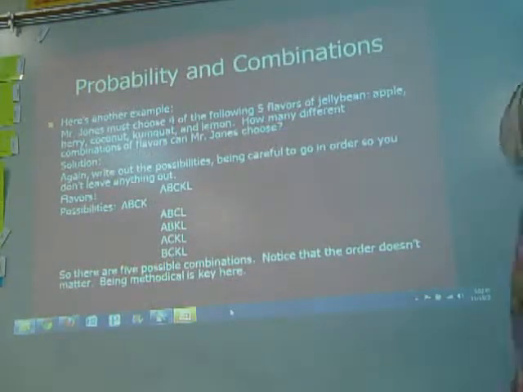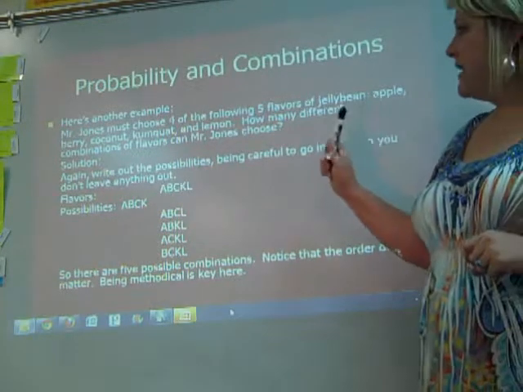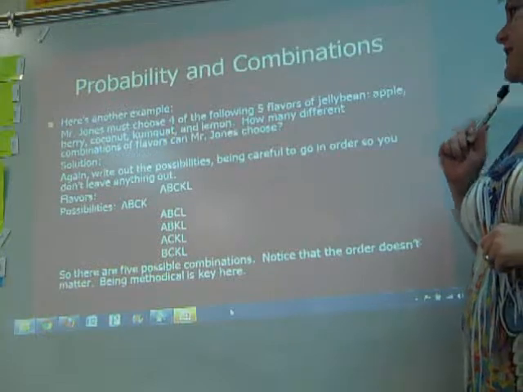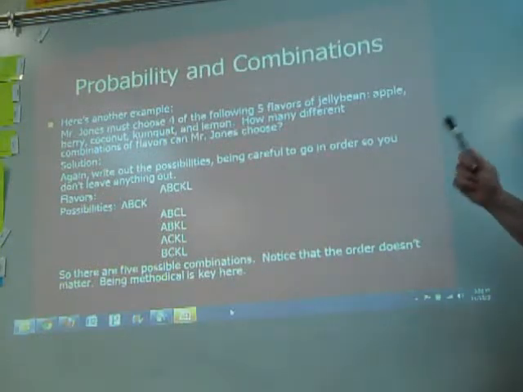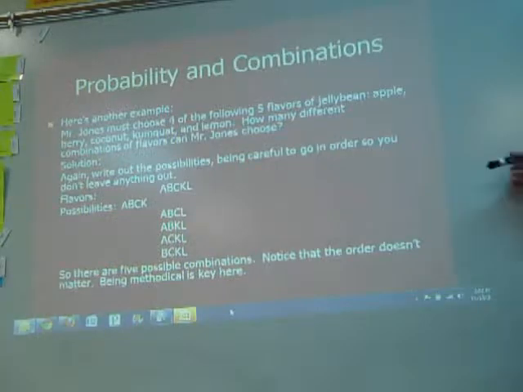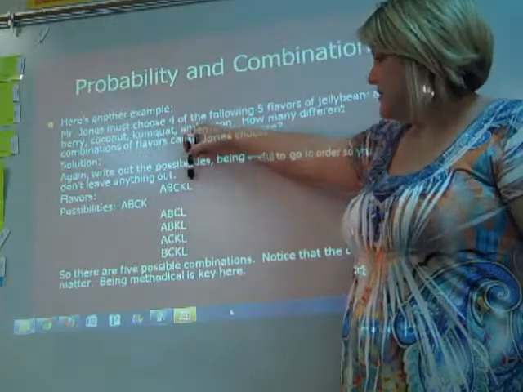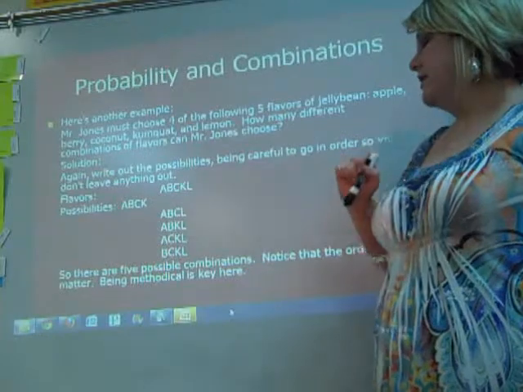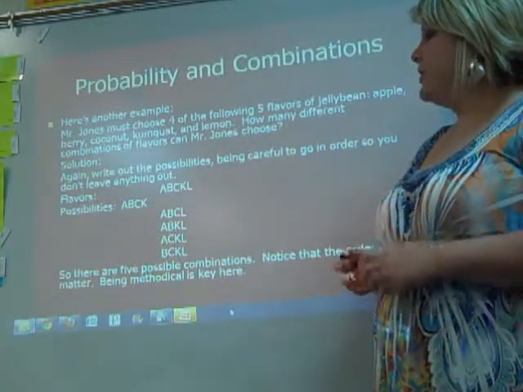All right. Here's another example. Mr. Jones must choose 4 of the following 5 flavors of jelly bean: apple, berry, coconut, kumquat, and lemon. How many different combinations of flavors can Mr. Jones choose? So there's 5 flavors, but he's only going to pick 4 at a time. So you want to write out all the possibilities. Be careful to go in an order, like kind of have a pattern to it so that you don't leave anything out. So here's the 5 flavors. They each start with a different letter, so just put a letter for each flavor. And we're only doing 4 at a time.